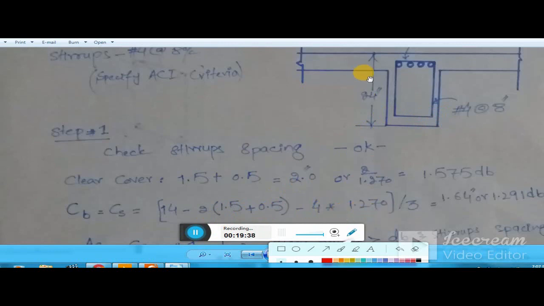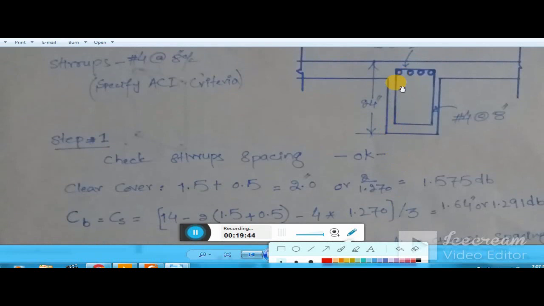Basically these bars are number 11. So the number 11 bar diameter is 1.27. Number 11 means 11 divided by 8, and you get this value. So that's the diameter of the number 11 bar. Clear?